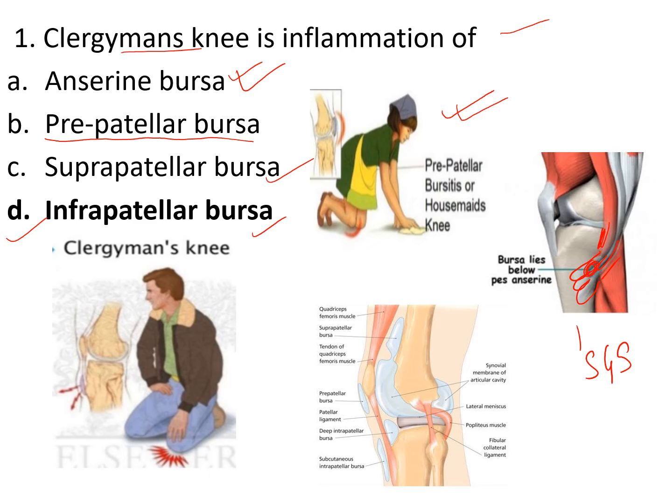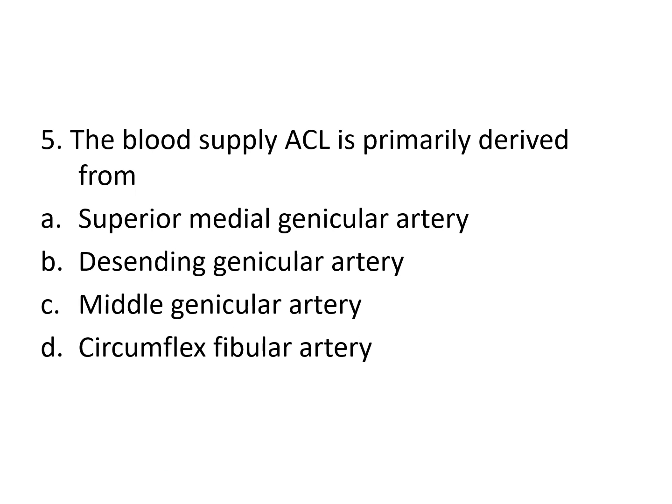The answer will be intrapatellar bursa. We will discuss the next question. The blood supply of the anterior cruciate ligament is primarily derived from. So when you read this question, there's something called the anterior cruciate ligament. You will first remember the cruciate ligaments, namely anterior cruciate ligament and posterior cruciate ligament. They're asking about the blood supply.